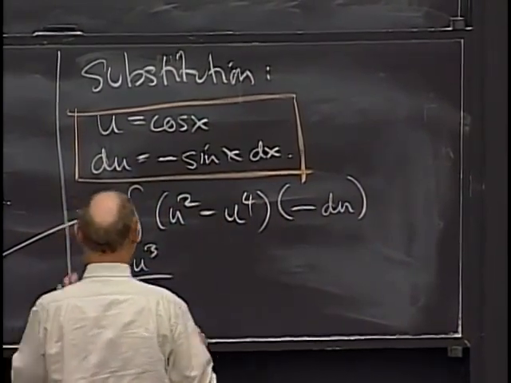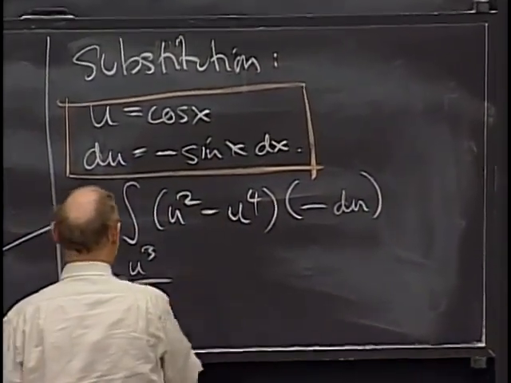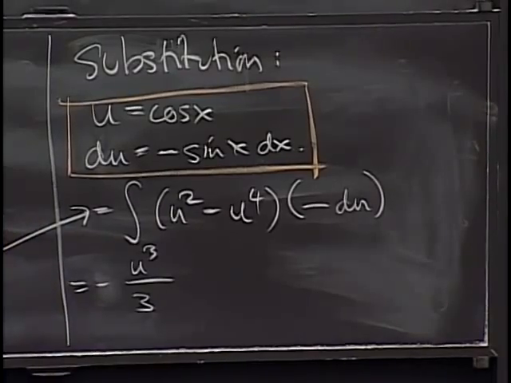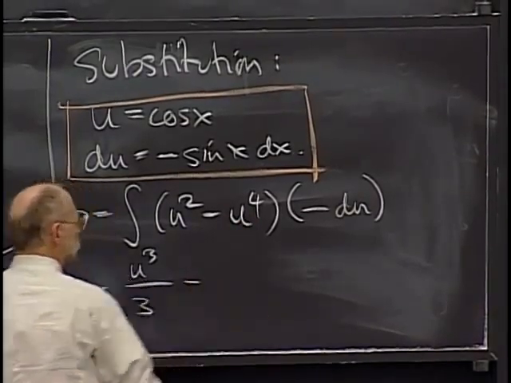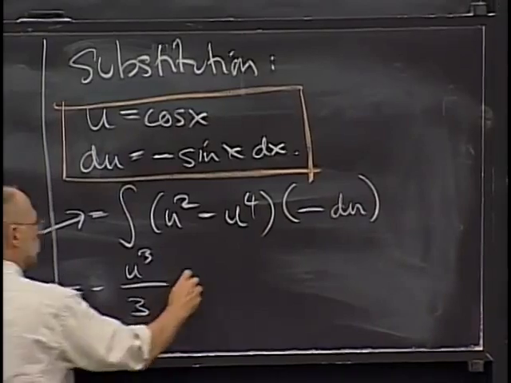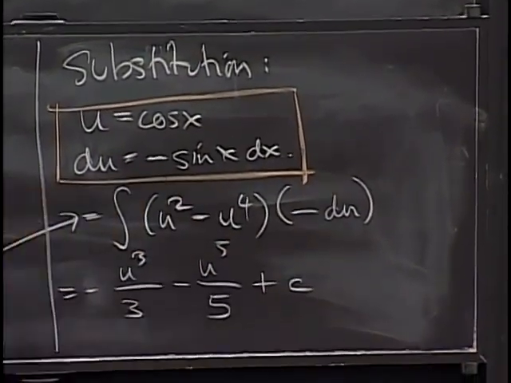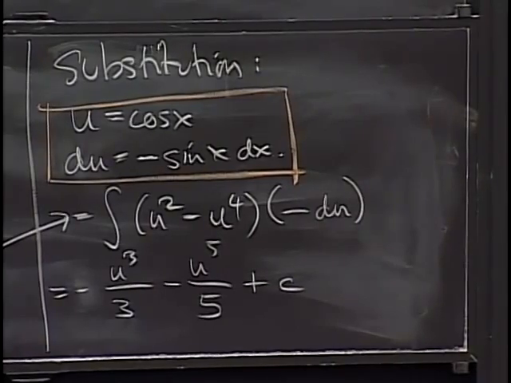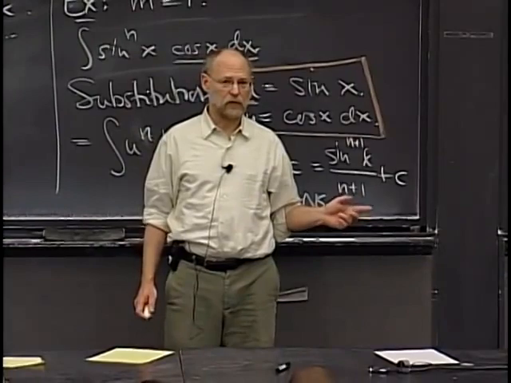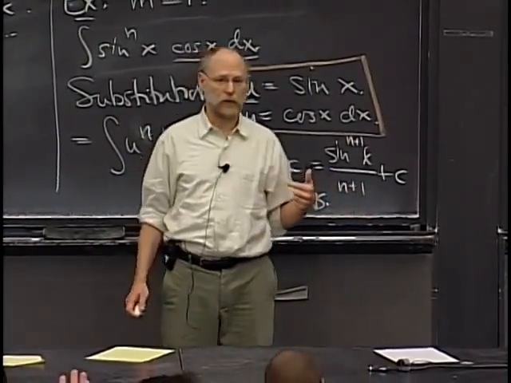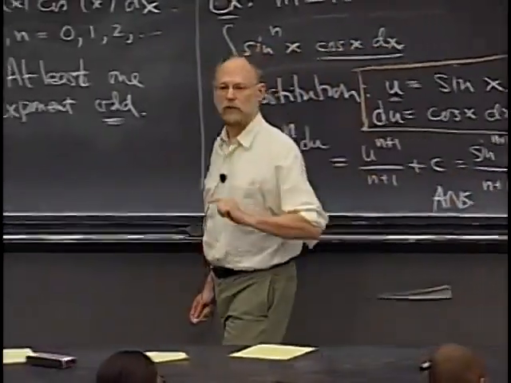So I get minus u cubed over 3. And then this fourth power gives me a fifth power when I integrate. And don't forget the constant. Am I done? Not quite done. I have to back substitute and get rid of my choice of variable u and replace it with x. Questions?